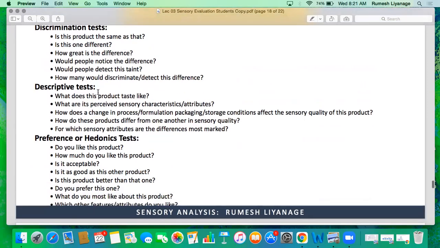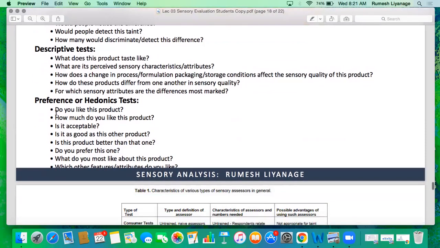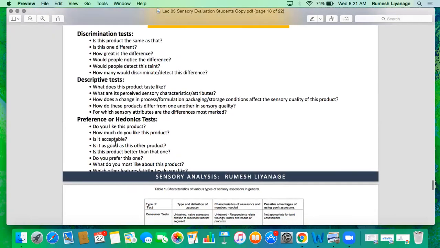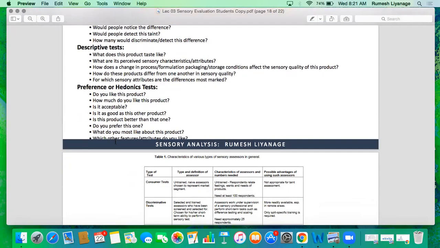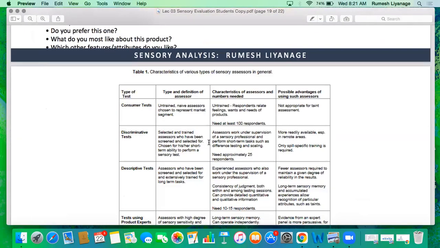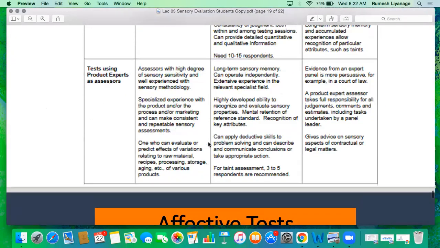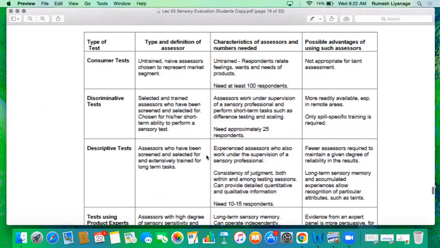But in descriptive methods, we are going to ask some detailed questions, right? But in hedonic tests, again we ask ratings or any magnitude, right? So you can read the questions one by one and understand. And different test methods. This is a summary.